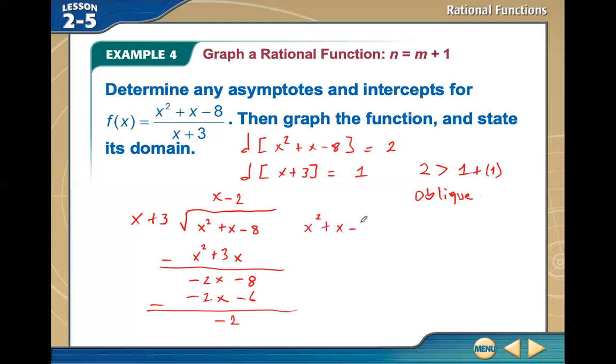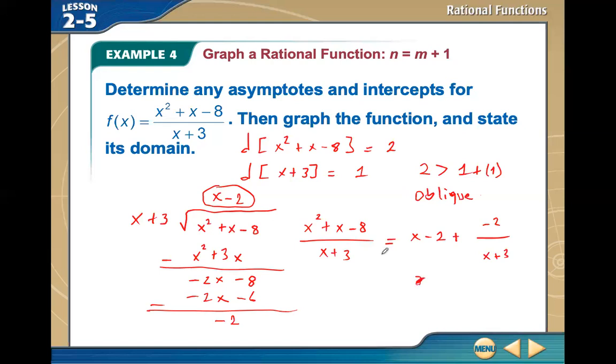x squared plus x minus 8 divided by x plus 3 is equal to the quotient, which is this, plus remainder over divisor. Like this, I think, as I remember. Yes or no? Yeah.